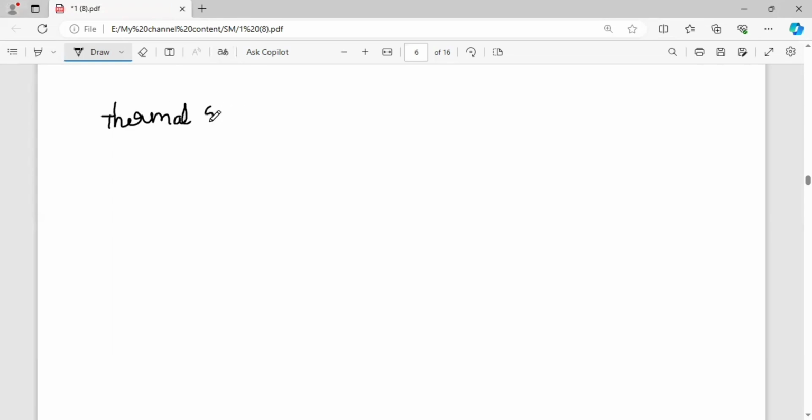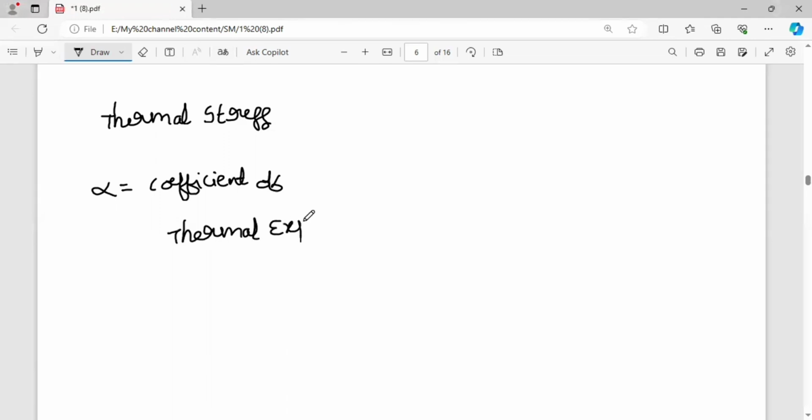Thermal stresses. Thermal stresses means a new concept is there, that is the coefficient of thermal expansion, alpha. Here, suppose I am considering a circular shaft or any bar, if the temperature increases, then the length will change.